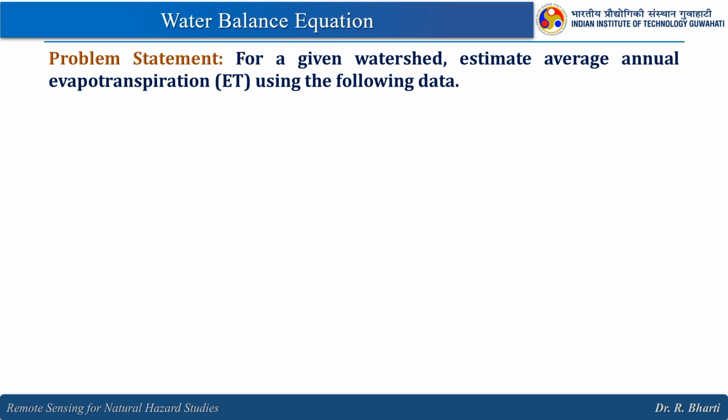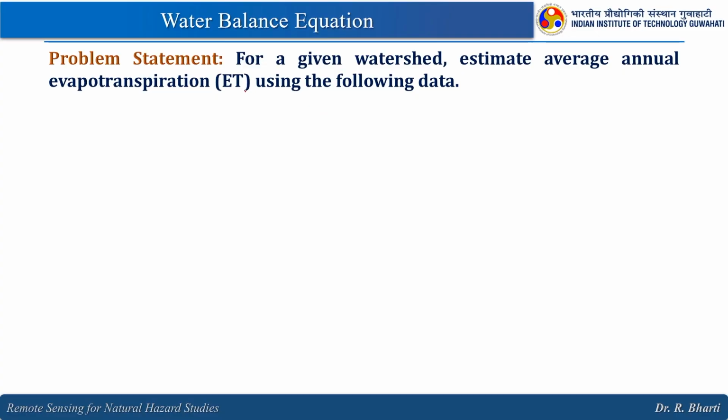So to understand this water balance equation, I have used some numericals here. To explain the application of the water balance equation, I will be using two different problems that we will be solving here to understand its application. So the first problem statement is, for a given watershed, estimate average annual evapotranspiration using the following data, right.